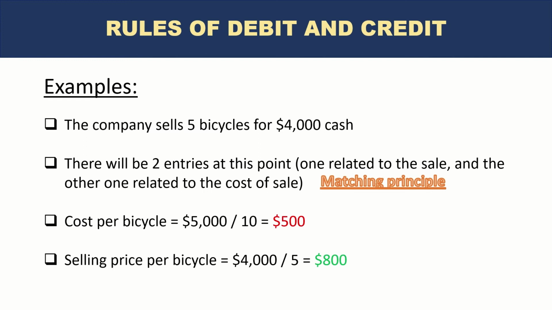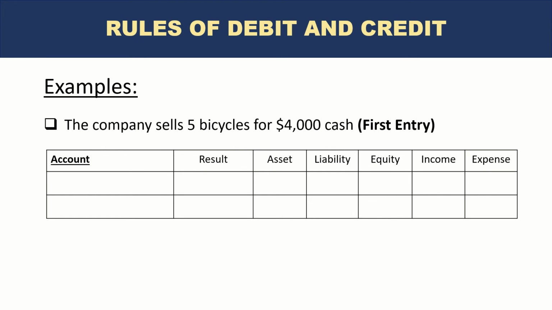So the selling price is $800. But you can already see on each bicycle, they are making a profit of $300, which is 800 minus 500. Okay. So the company sells 5 bicycles for 4,000. The first entry will be the sales side of the entry.